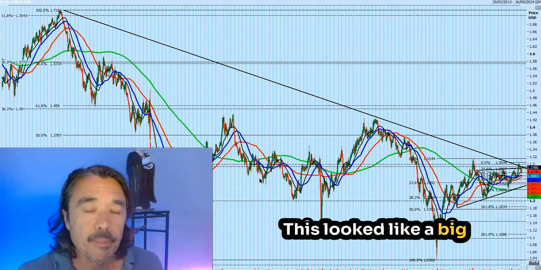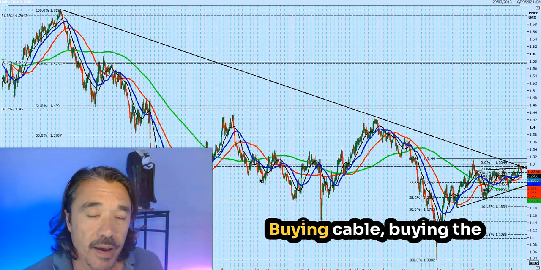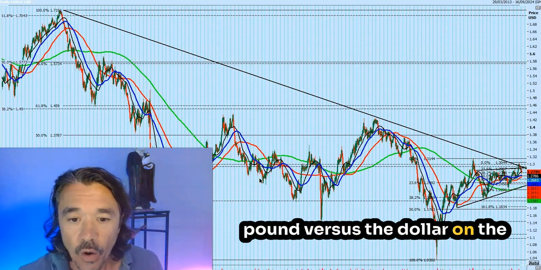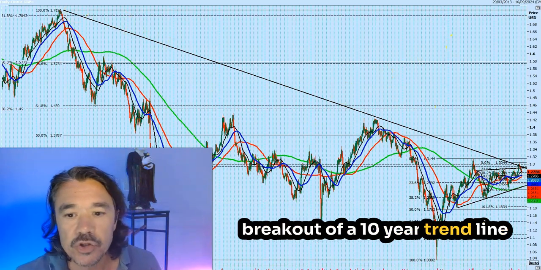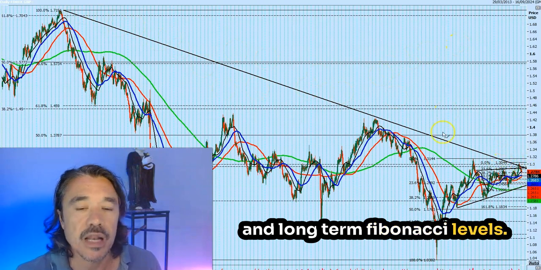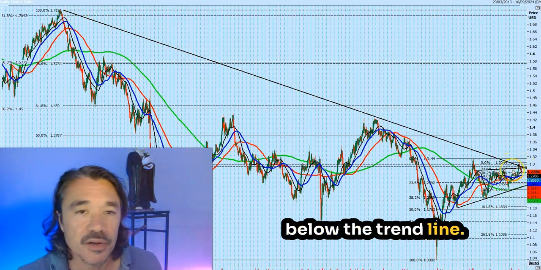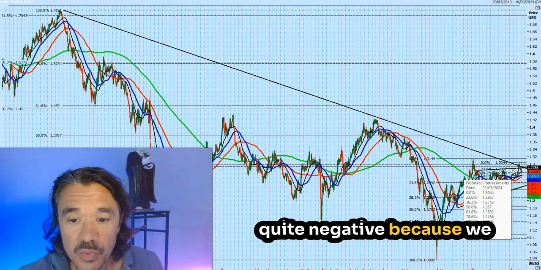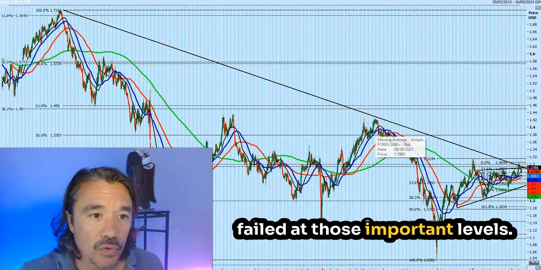This looked like a big swing trade opportunity, buying cable, buying the pound versus the dollar on the breakout of a 10-year trend line and long-term Fibonacci levels. Now, we have come back below the trend line. So right now, this is looking quite negative because we failed at those important levels.